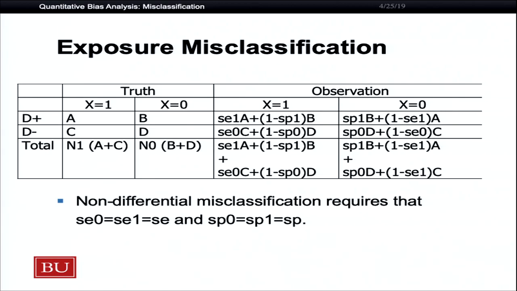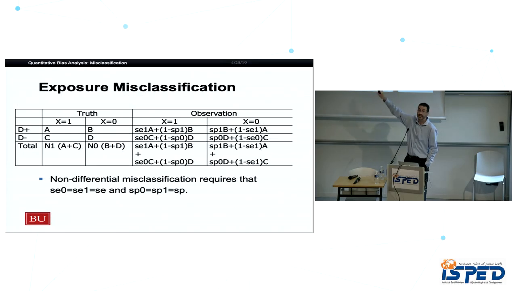Now, it's pretty easy to think about how this is going to impact the results. So if my true data was on the left there, so X is my exposure, D plus and D negative are my outcomes. I am a column person, not a row person. Sorry if you're a row person. And so if we have exposure misclassification, then people who are here might end up over here, and people who are here might end up over here. Although we're much, much more concerned that these people are going to end up over here.